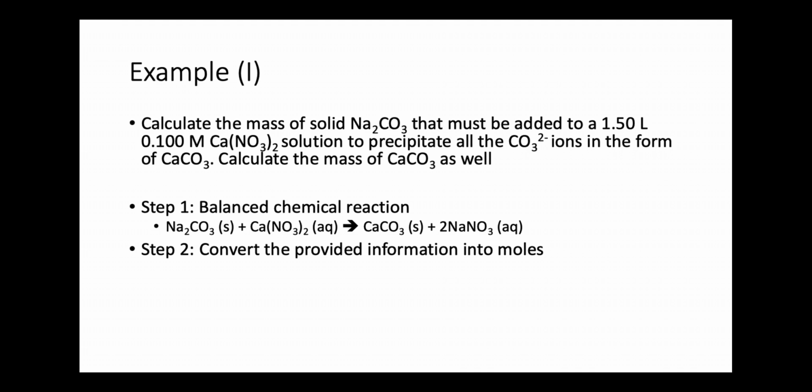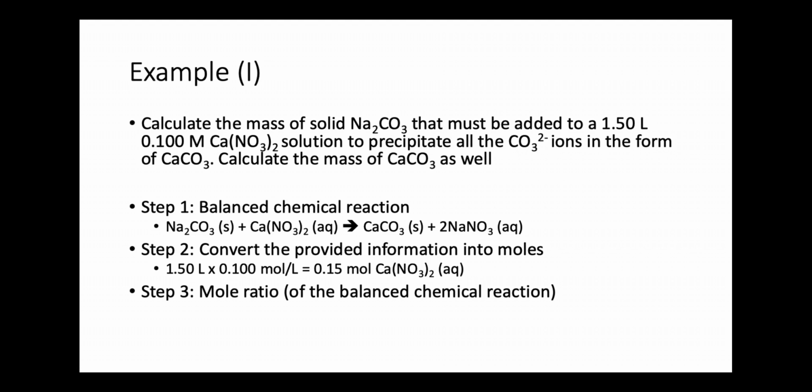So what do we have? We have 1.5 liters and 0.1 M. So we multiply these. 1.5 liters times 0.1 mole per liter gives me 0.15 mole calcium nitrate. That's the amount I have. Step 3, mole ratio. So the mole ratio 1 to 1 becomes, with the product side, 1 to 2. And of course we're now interested in the sodium carbonate and calcium nitrate, and that ratio is 1 to 1.